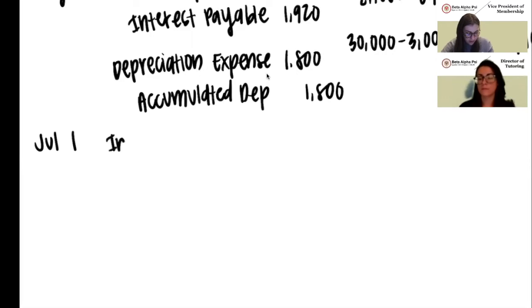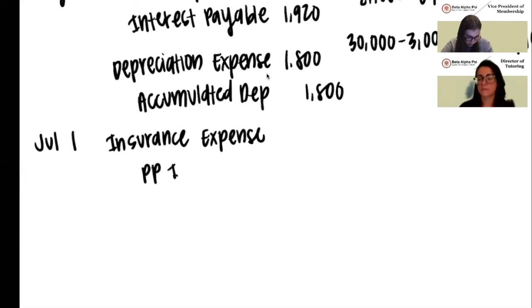So we're going to debit insurance expense, and we're going to credit prepaid insurance. And let's calculate what that number is supposed to be.